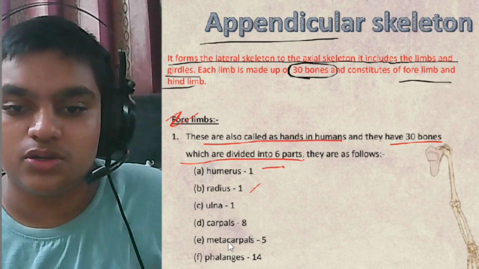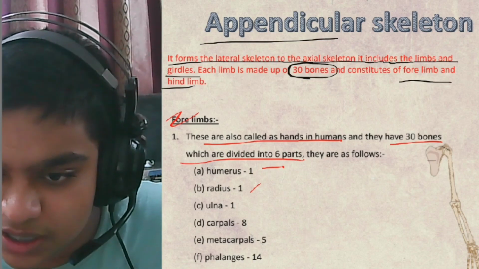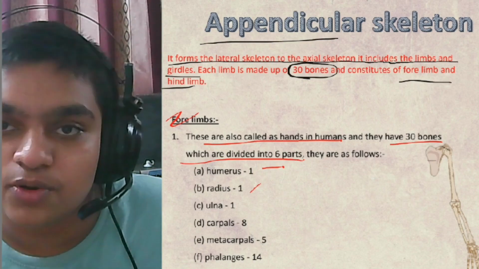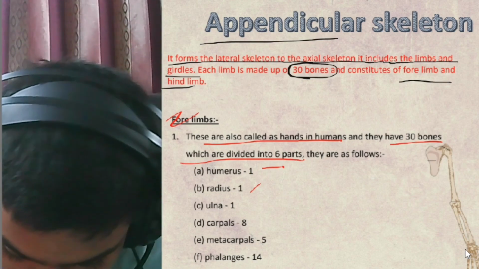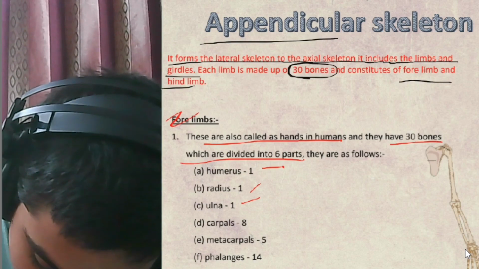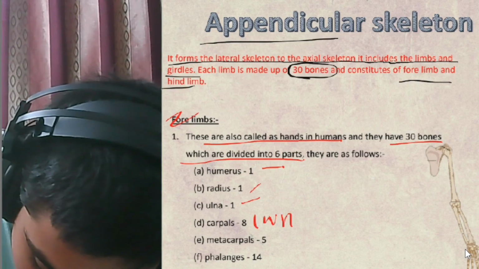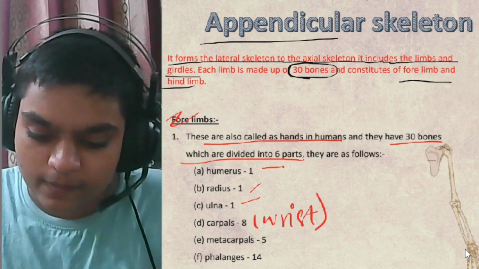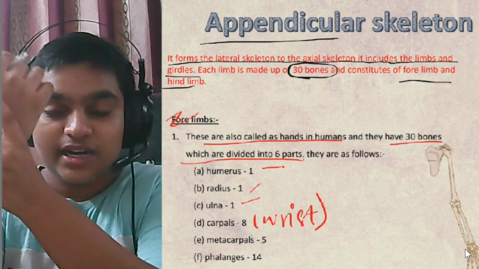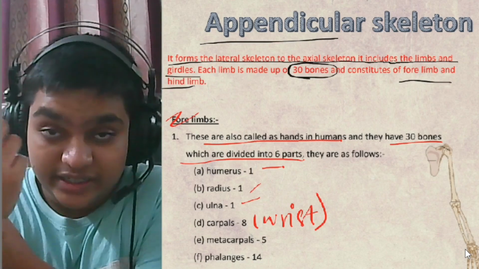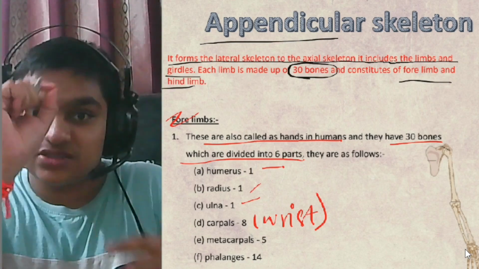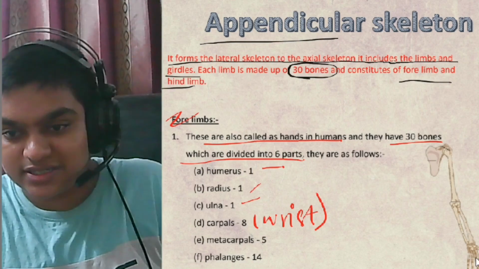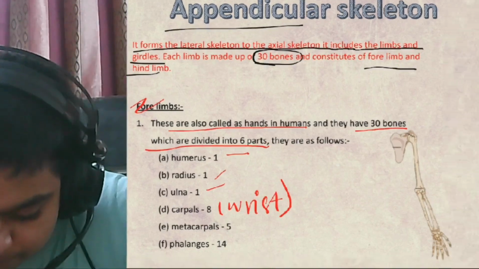Now coming to carpals, these carpals are nothing but wrist bones. Let me write it here. Ulna one completed. These are also called wrist bones, these are 8 bones. It is very interesting to learn that this wrist only consists of 8 bones. They are small parts. See, here you can see.